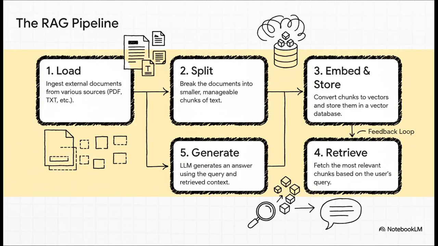First, you load your documents. Then you split them into smaller chunks. You embed and store those chunks in a special database. Then, when a user asks a question, you retrieve the most relevant chunks, and finally, you generate an answer using both the question and those chunks as context.